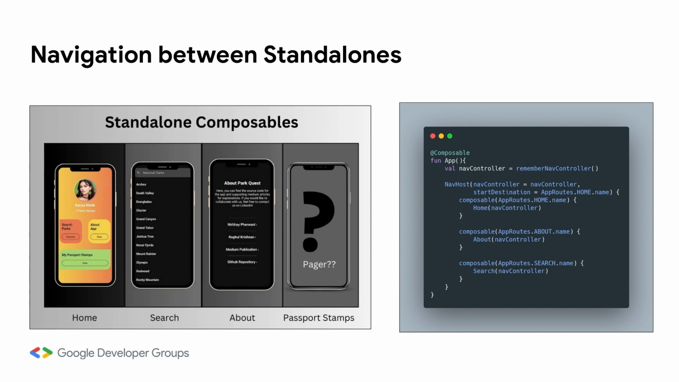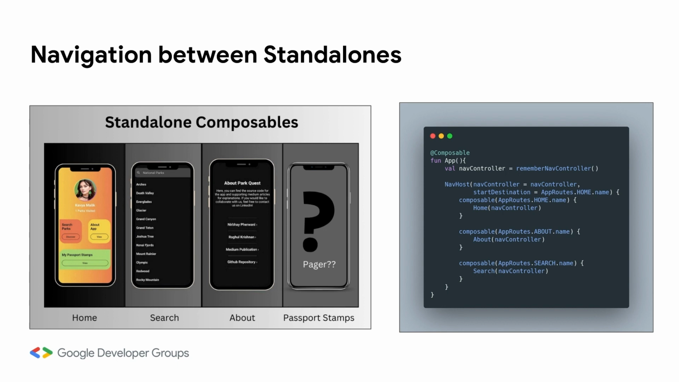I've just declared three for now because those are the simple ones, and the fourth one is passport, which we'll talk about at the end when we understand pager better. So what we're doing here is understanding how to navigate just between standalones for now, before we dive into how to do it between standalones and pager and to and fro.